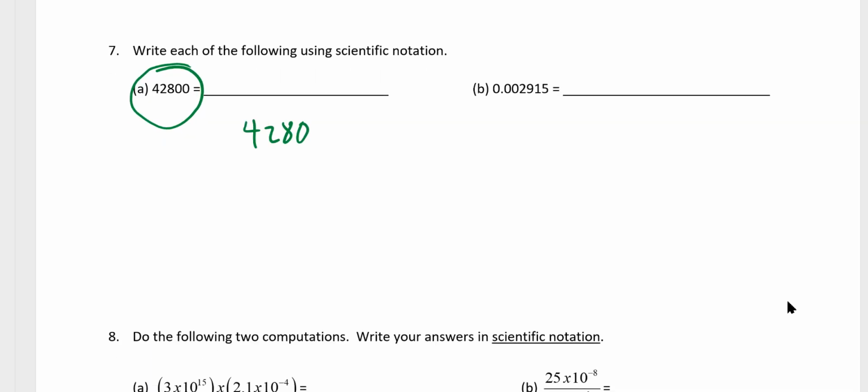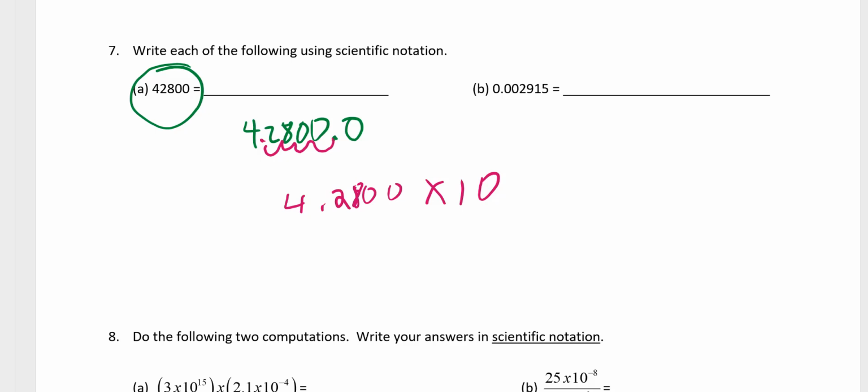Well, that's 42,800, which is the same as saying 42,800.0. So there's where my decimal point currently is. Remember, scientific notation needs to have only one digit in front of the decimal point. So I'm going to move this until it gives me only one digit in front of the decimal point. So my answer is 4.2800 something. Now I've got to figure out what I'm multiplying that by.